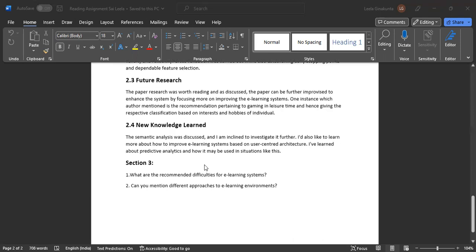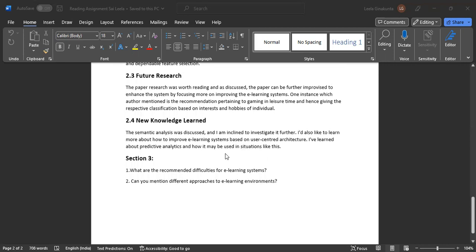New knowledge learned: the semantic analysis was discussed. So I'm inclined to investigate it further, and I would also like to learn more about how to improve e-learning systems based on user-centered architecture, and learn about predictive analytics and how it may be used in situations like this.